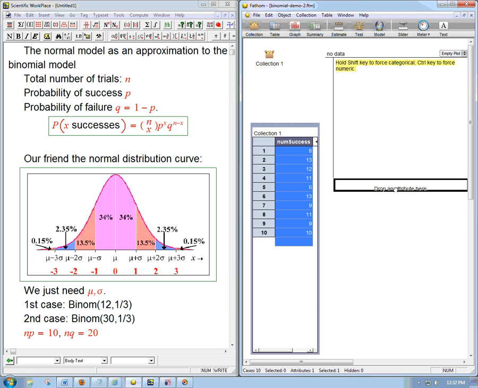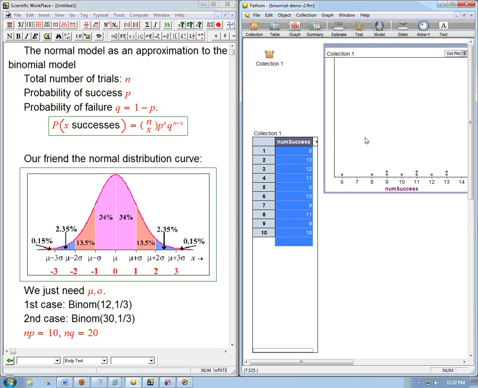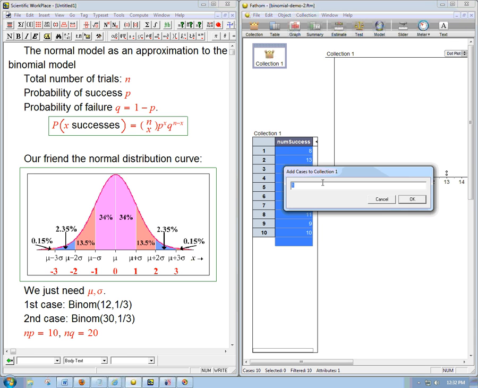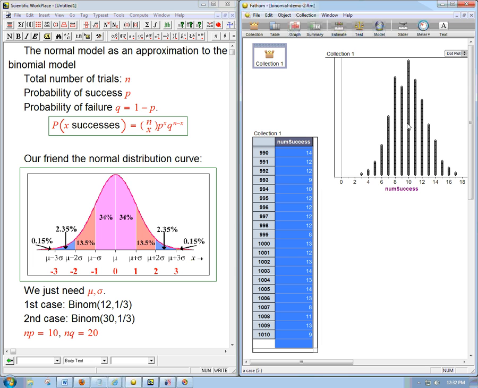Okay, so let's go ahead and do this. Alrighty, so certainly not much to start with because we haven't accumulated much data. So let's put in a bunch of new cases. Okay, this is looking a little bit more like this normal curve.